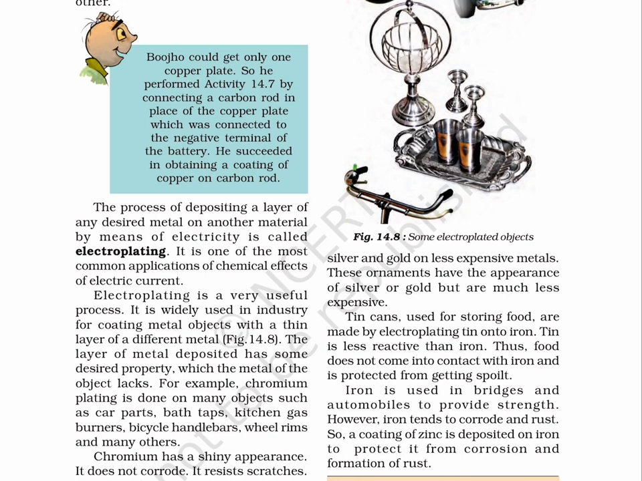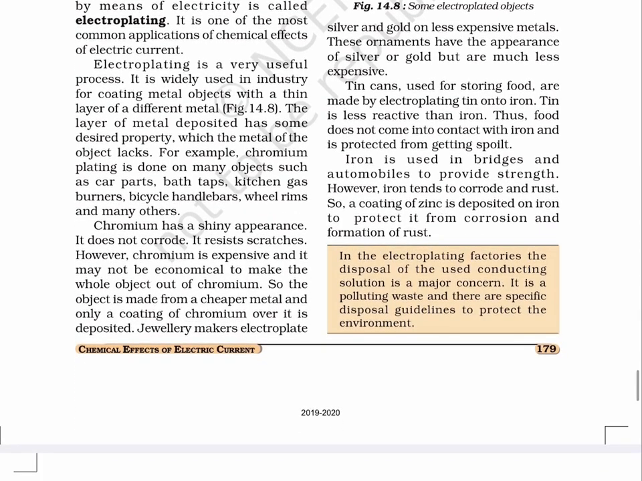Electroplating is a very useful process. It is widely used in industry for coating metal objects with a thin layer of a different metal, as shown in figure 14.8. The layer of metal deposited has some desired property, which the metal of the object lacks. For example, chromium plating is done on many objects such as car parts, bath taps, kitchen gas burners, bicycle handlebars, wheel rims, and many others.